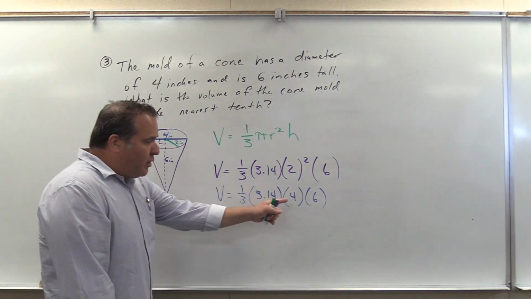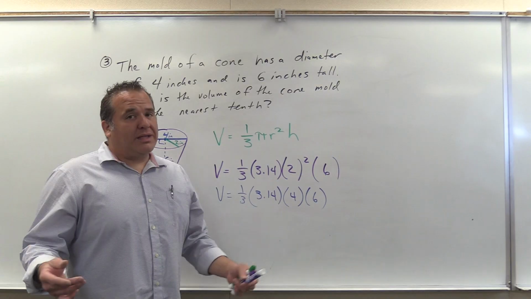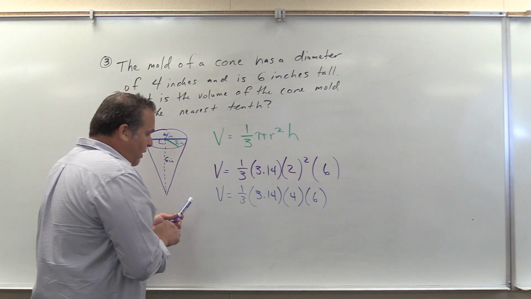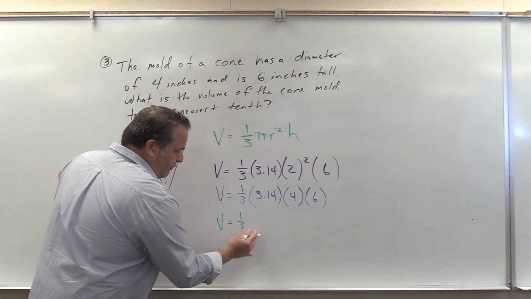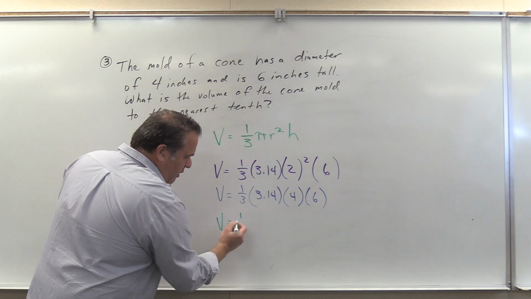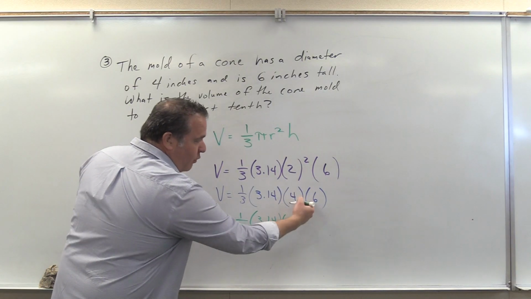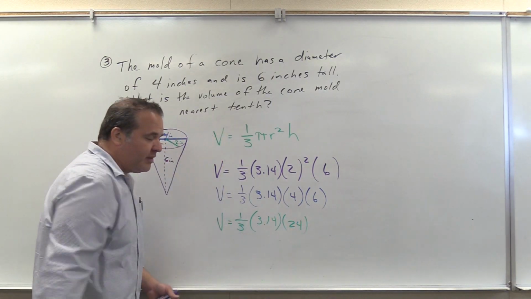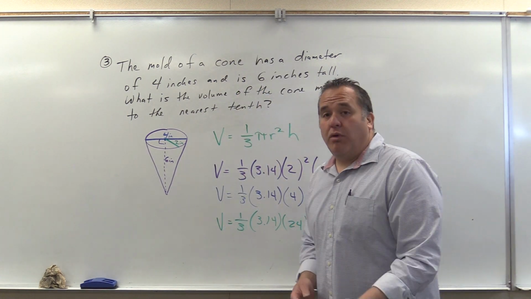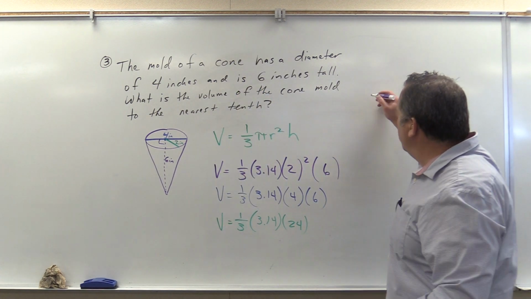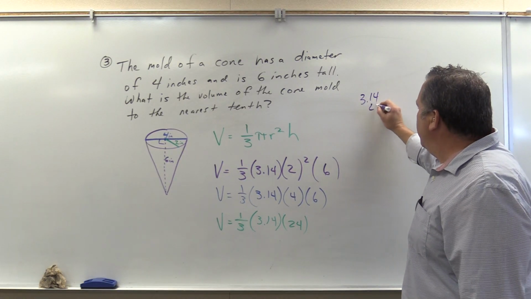All right? So I'm going to multiply 4 times 6 first. What's 4 times 6? 24. So what I get here is volume is going to equal 1 over 3 times 3.14 times 4 times 6, which we said is 24. Now we're going to multiply 24 times 3.14. I'm going to take my 3.14 right here, that's my pi, and multiply it by 24.